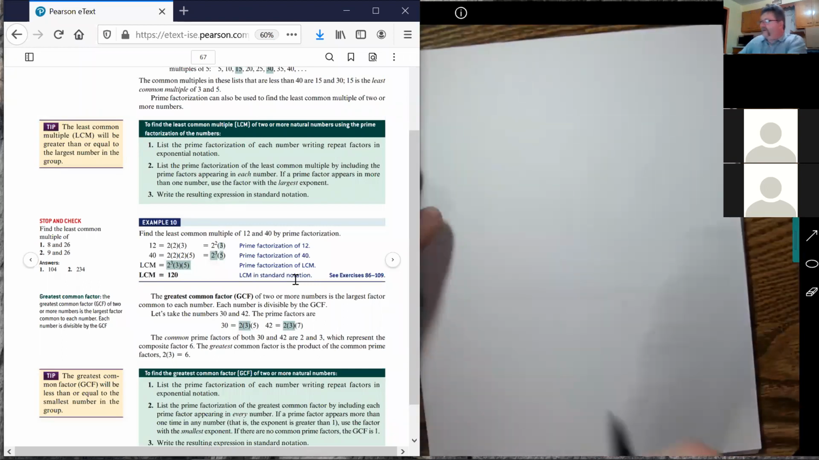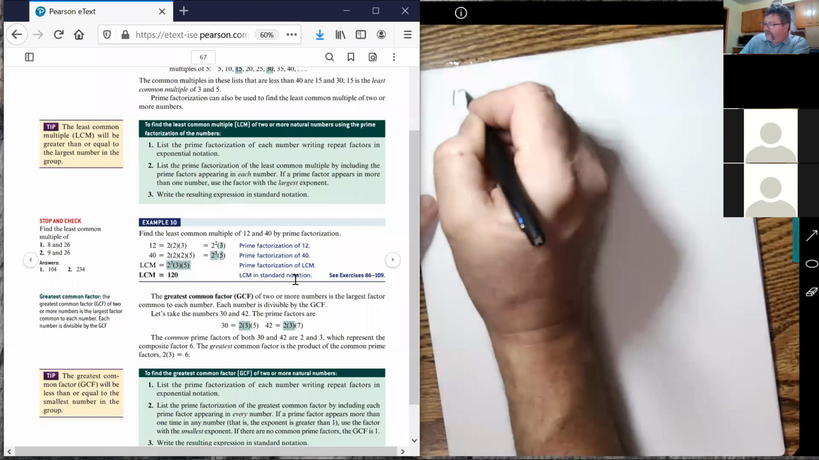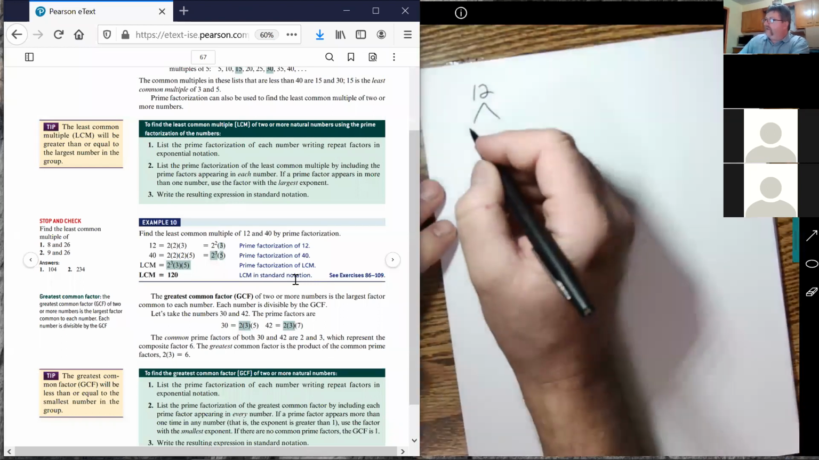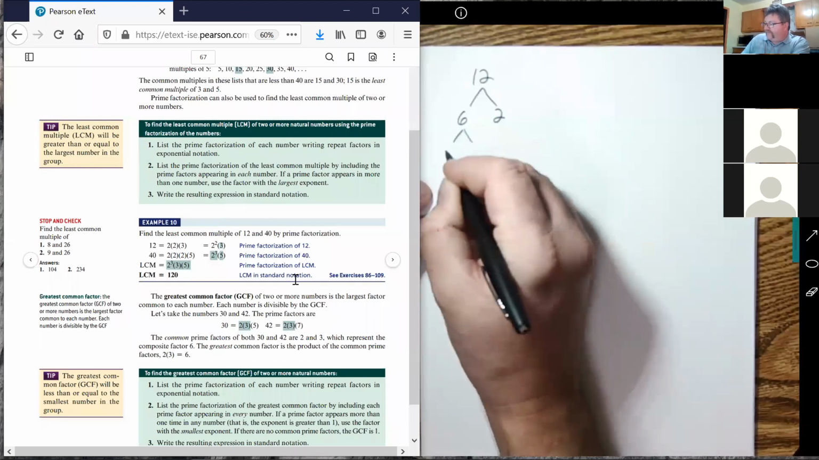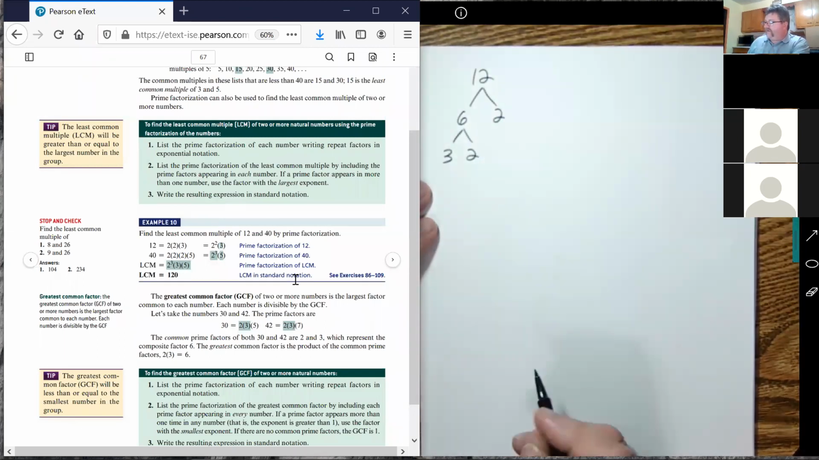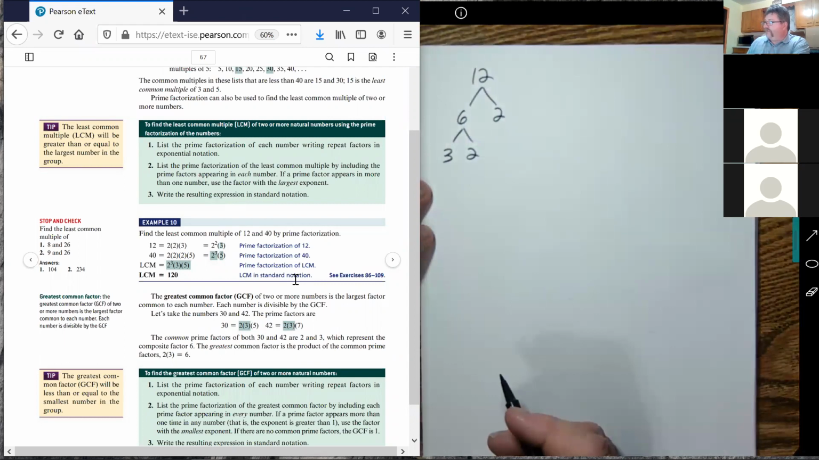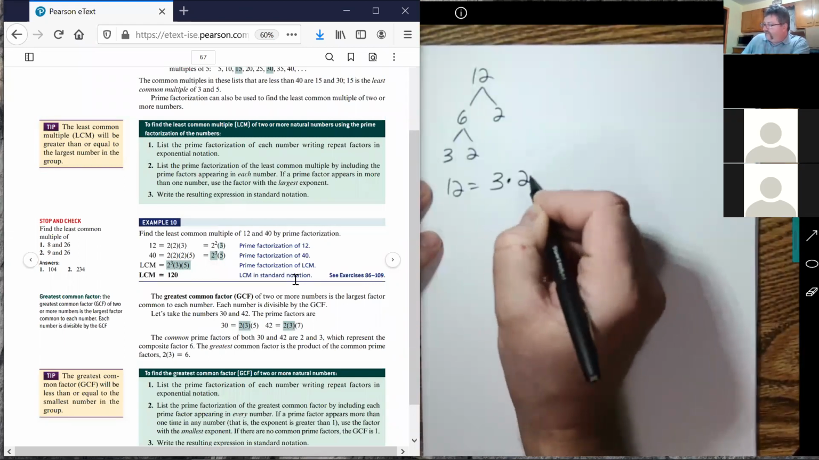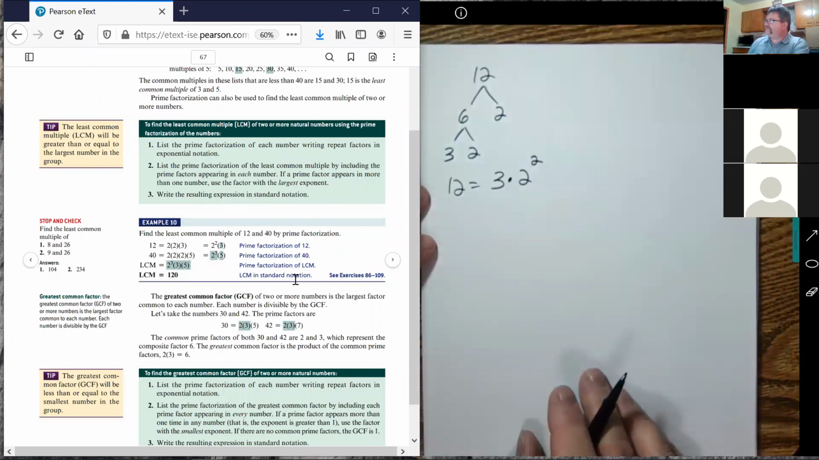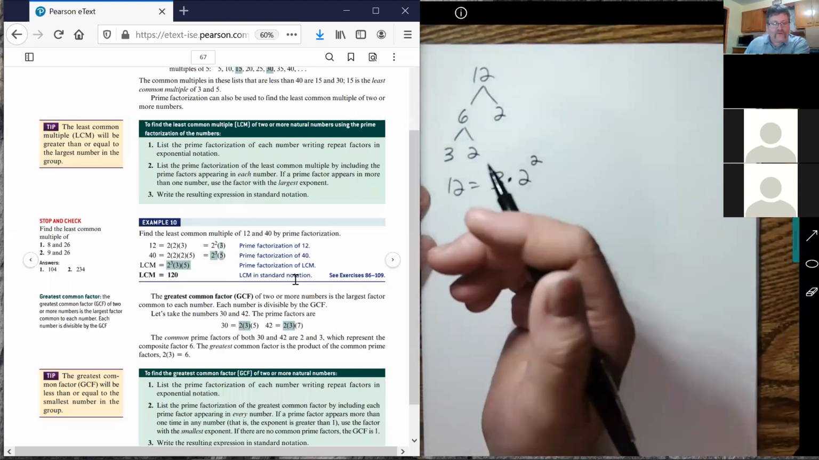12 and 40. So I need to factor my 12 down to primes. First of all, start somewhere. 6 times 2, 4 times 3, doesn't matter. 3 times 2 is 6, and then I got a 2 there. So 12 factors into 3 times 2 squared. And the other number was a 40.